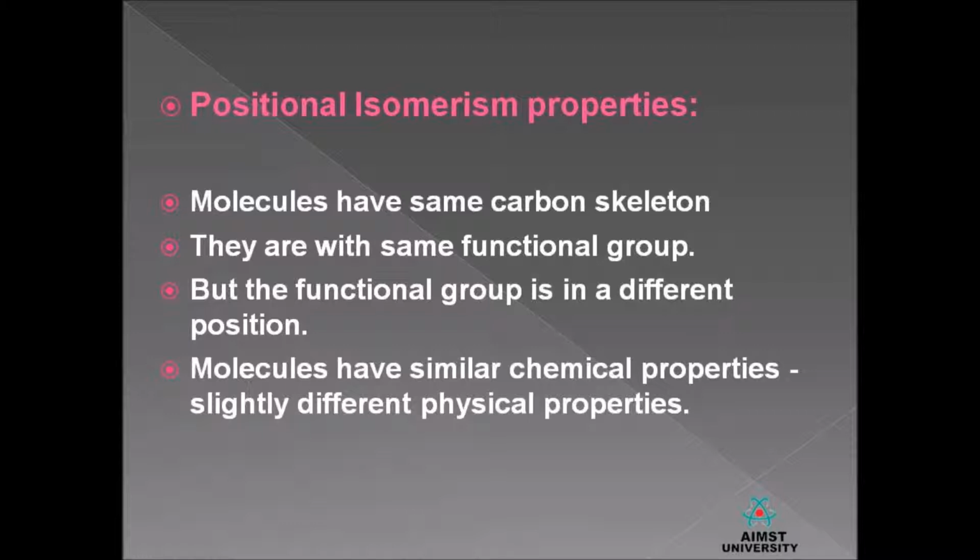Now let's see the properties of positional isomers. They are an example of structural isomerism. Molecules have the same carbon skeleton, with the same functional group, but the functional group is in a different position. Molecules have similar chemical properties but slightly different physical properties.